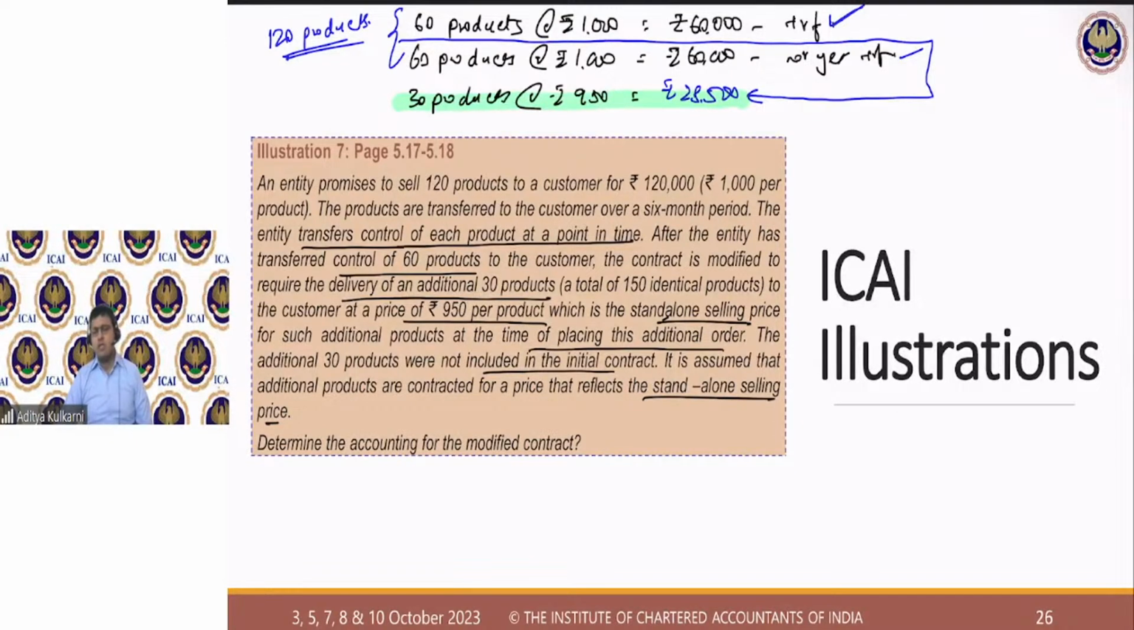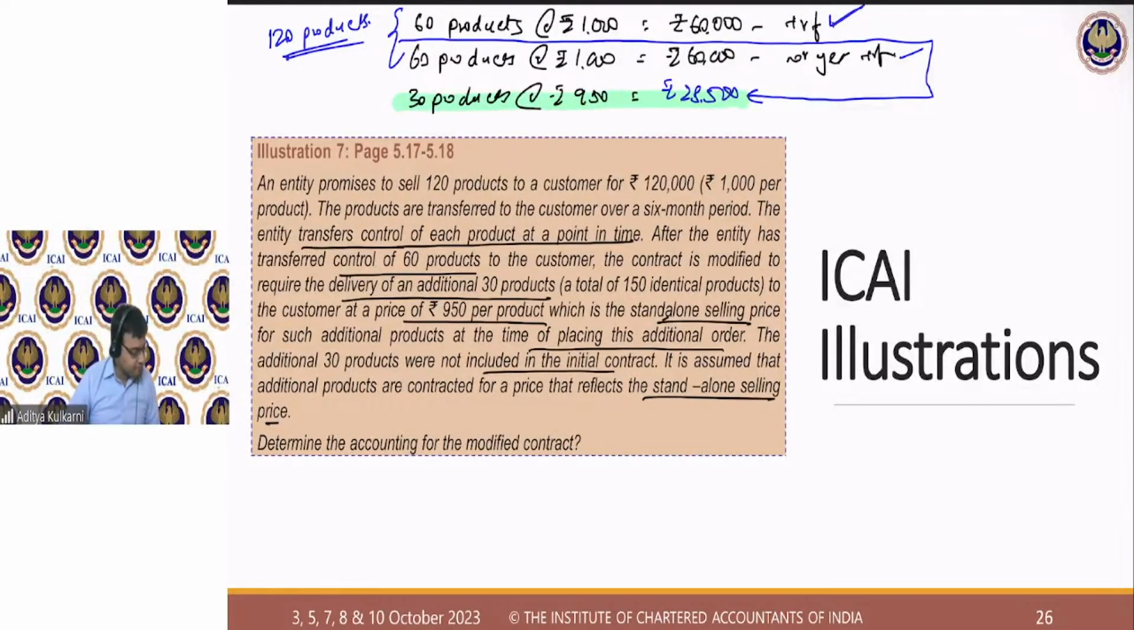950 is different from 1,000, yes, definitely. Because you don't have to advertise, you don't have to incur any selling, distribution, promotion expenses, or any entertainment expenses, and therefore you can afford to reduce your selling price. And 950 is a reflection of the standalone selling price. Therefore, the revenue for these 30 products will be recognized at 950. Obviously, the revenue will be recognized only when the products are sold. Right now, I cannot recognize it. Is it okay? Have you understood, Shankar?